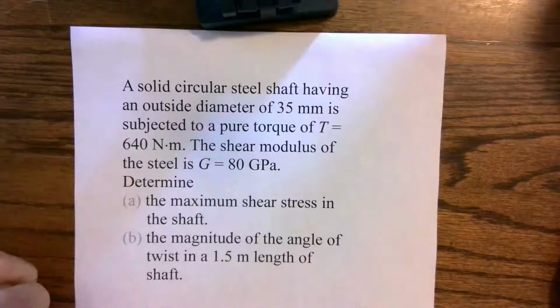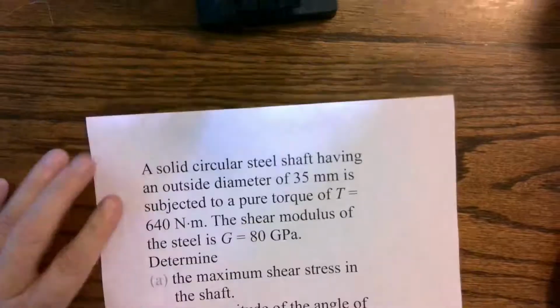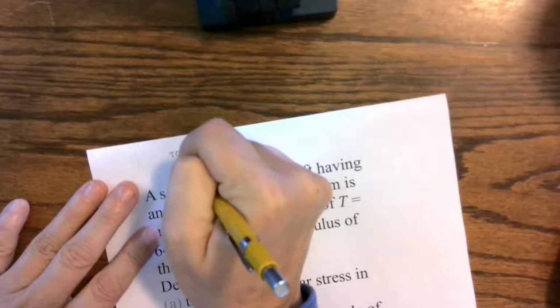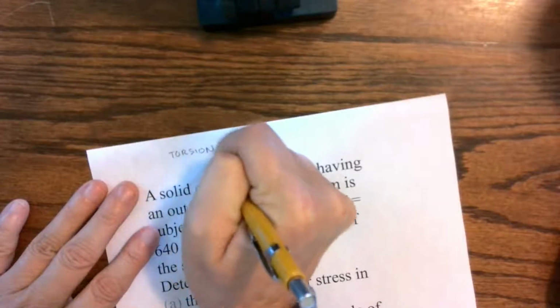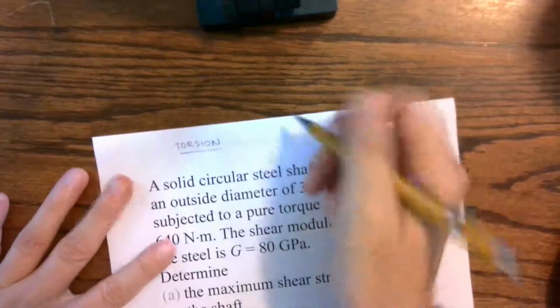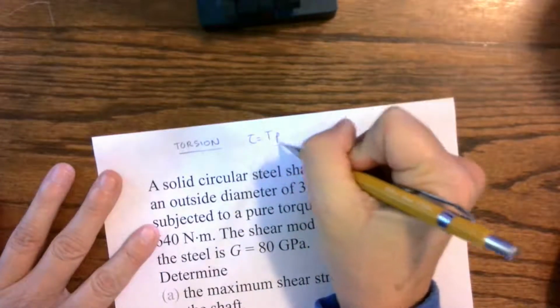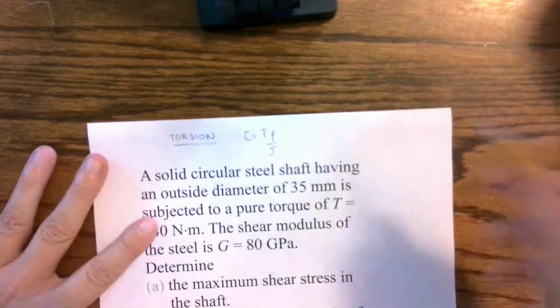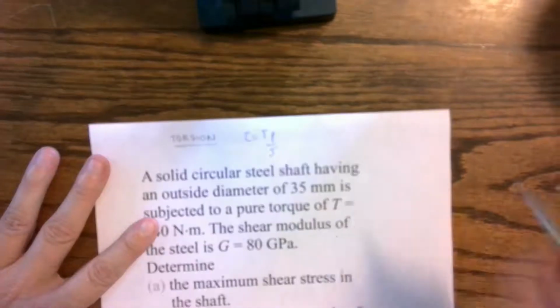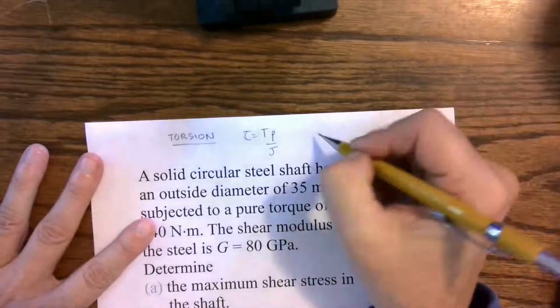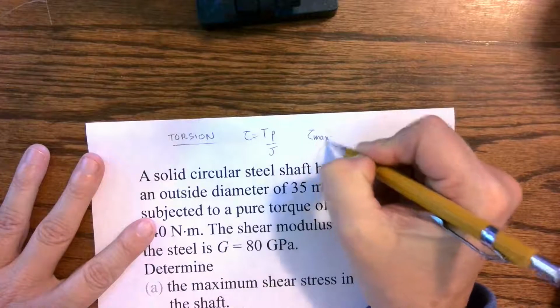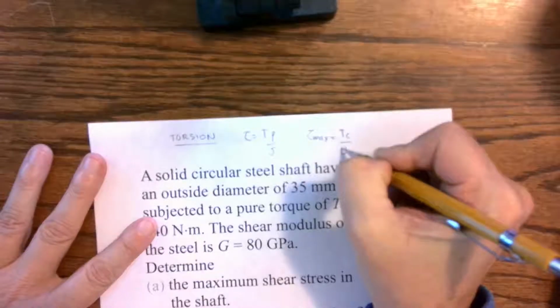Okay, so we are starting a new section. We are starting our section on torsion. And on Friday, we developed a new equation that shear stress because of torsion is T rho over J. And we also have that the maximum shear stress is TC over J.